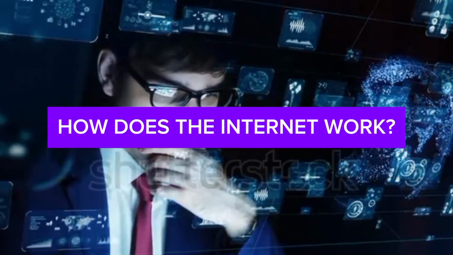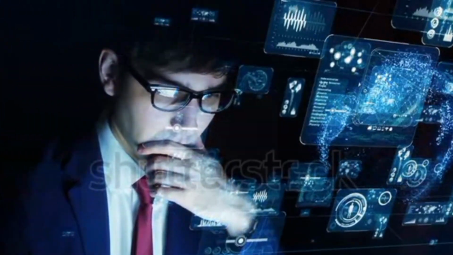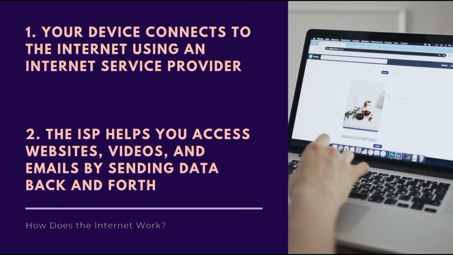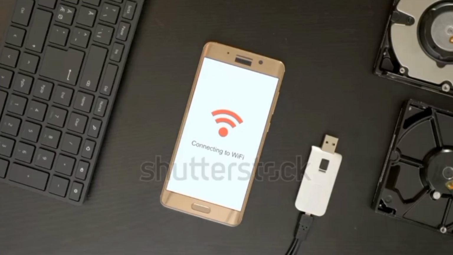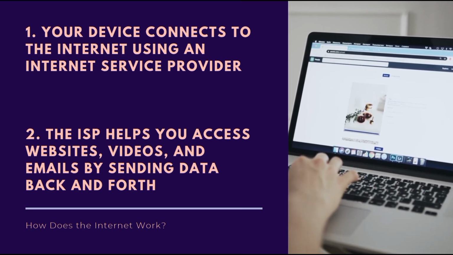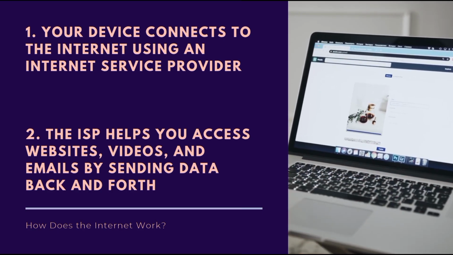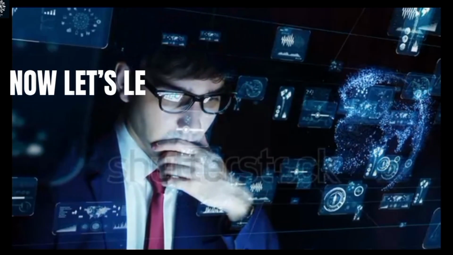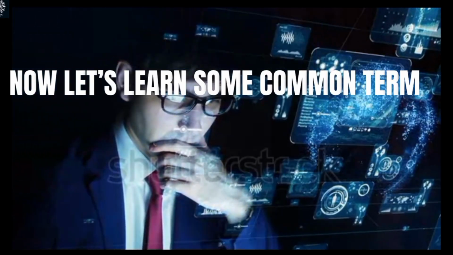How does the Internet work? The Internet works through connections. 1. Your device connects to the Internet using an Internet service provider. 2. The ISP helps you access websites, videos, and emails by sending data back and forth. Now let's learn some common terms you'll hear when talking about the Internet.